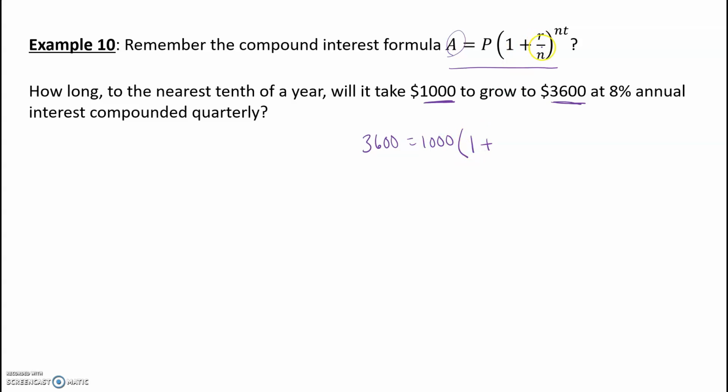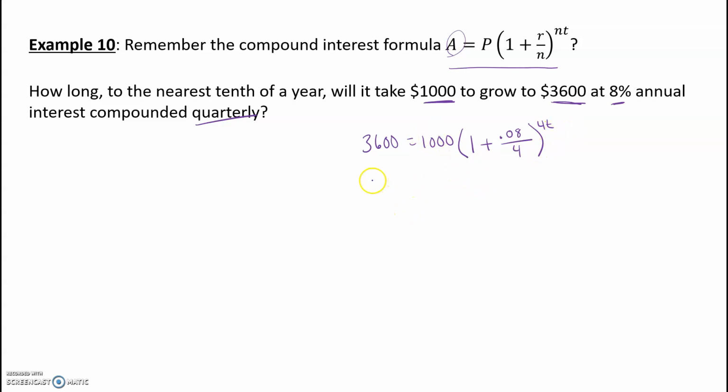My principal was 1,000. That's how much I put in. 1 plus the rate, they said 8%, so as a decimal, 0.08. N was our number of times compounded per year, so quarterly means 4 times in a year. And then time, we want to know how long it is going to take. So we have a different variable. Before we were looking for A when we were using this formula, so we just typed it right in, but now we actually have to solve for T.